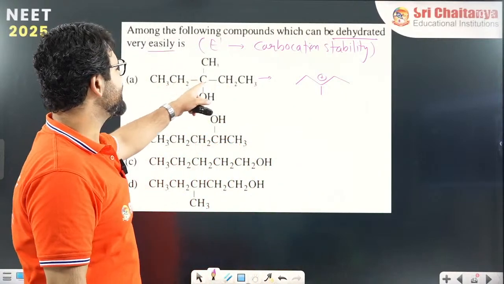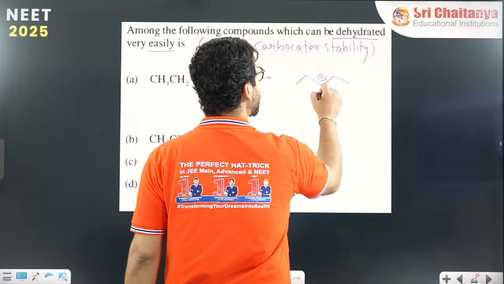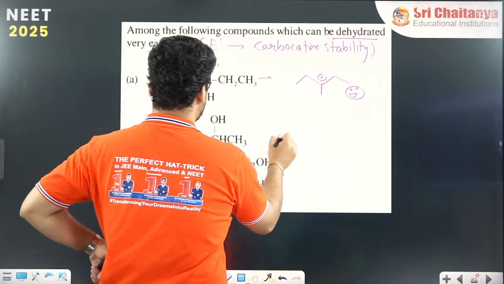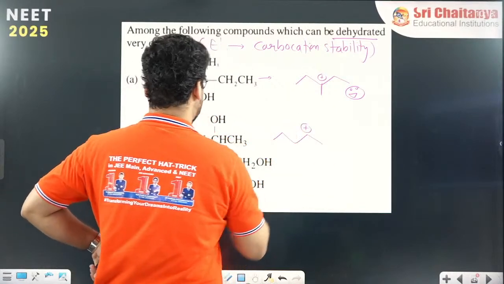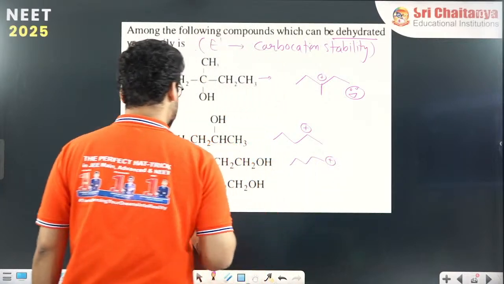CH3, CH2, C positive with the CH3, CH2, CH3 like this. A tertiary carbocation, very good carbocation. Next one is a secondary carbocation, which looks like this. Next one is a primary carbocation, which is nothing special about it.